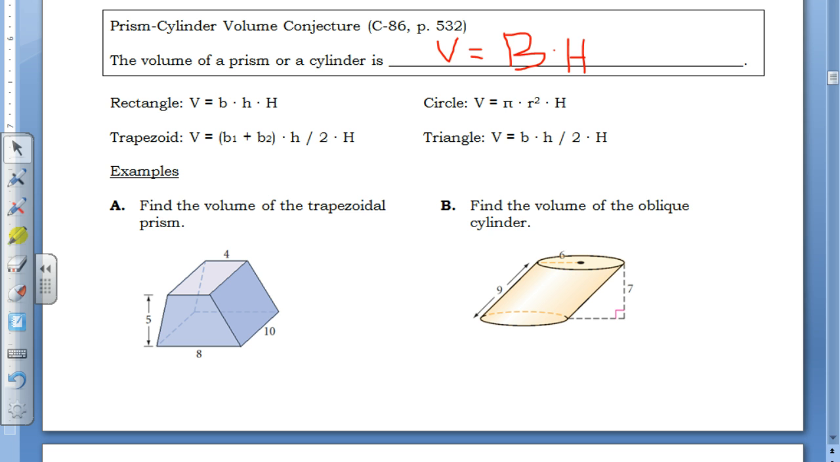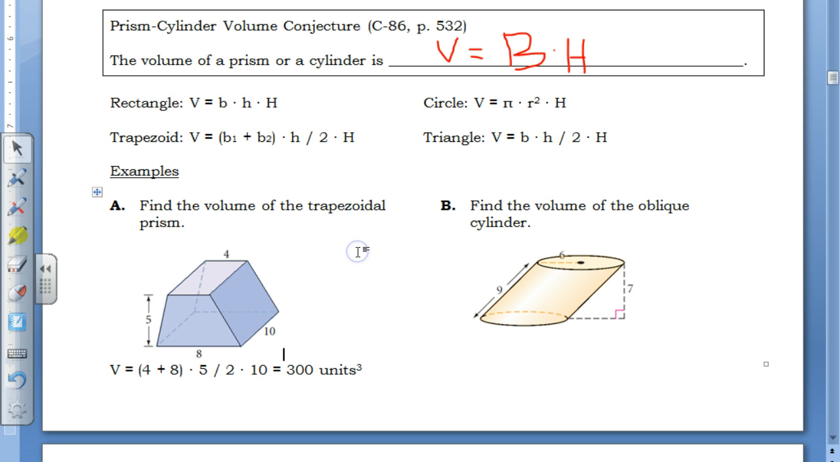So the volume will be equal to 4 plus 8 times 5 divided by 2 times 10. You can use your calculator to type this in one big expression. You don't need to worry about piecing it out. Just remember to use your parentheses appropriately, and the answer will be 300 for the volume of this shape.